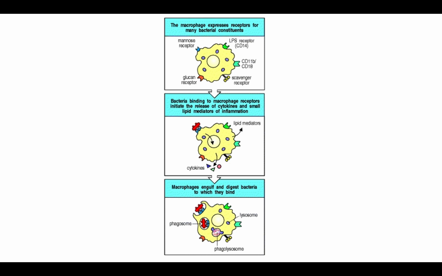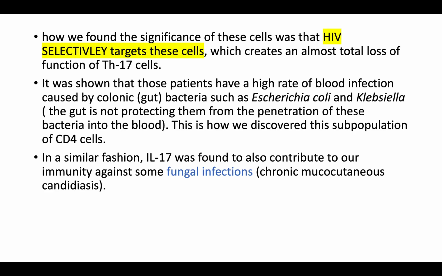So let's say the bacteria binding to macrophage receptor initiates the release of the cytokines, and at the same time the macrophage will engulf and digest the bacteria so it can go and present it to the T cells after they are committed to their subpopulation.